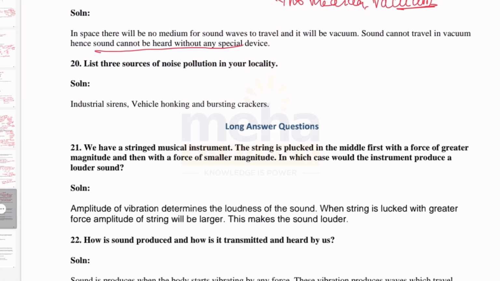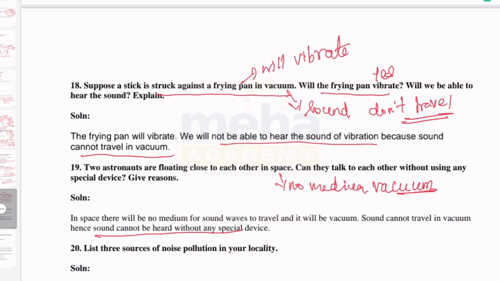List 3 sources of noise pollution in your locality. Inside our locality, it will be vehicle honking. Then it could be bursting of crackers. If it has an industrial place, the sirens from the industry.